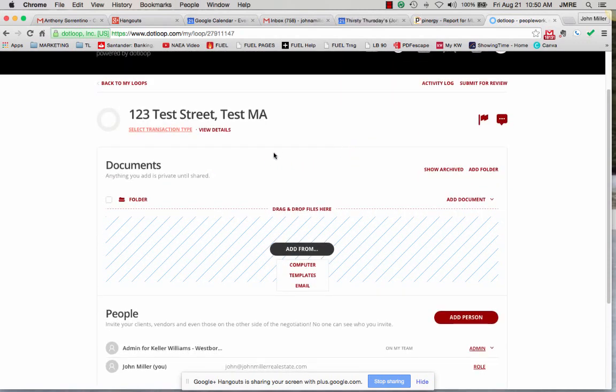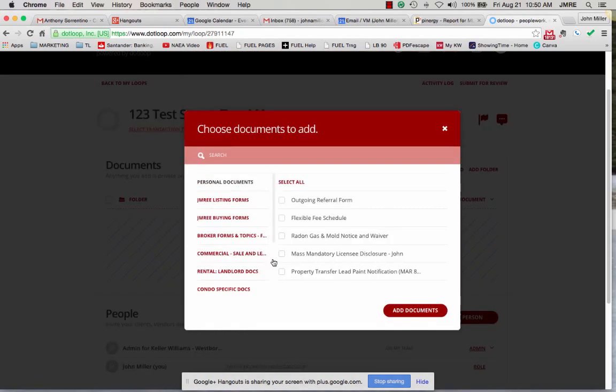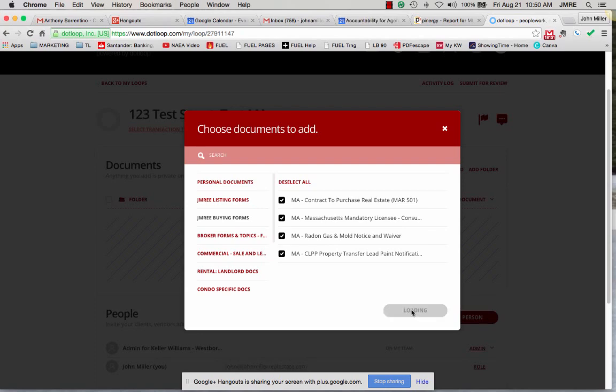Okay, so here we are at 123 Test Street in Test, Mass. And what we want to do is add some documents first, and then we'll add some people after that. So what I normally do is go into templates, and on the left-hand side here, I have some John Miller Real Estate Experts buying forms, and I click all the forms that I would normally use to write up an offer. So we have the contract to purchase, mandatory agency disclosure form, a radon gas and mold notice and waiver form, and then the property transfer lead paint form. So I click on those four items and I'll click on Add Documents.